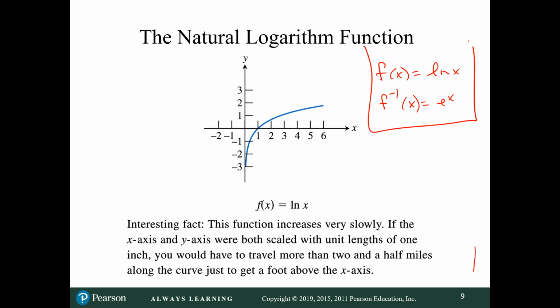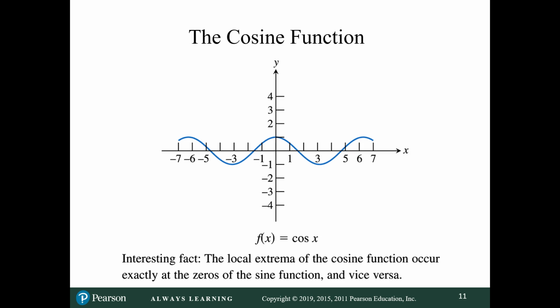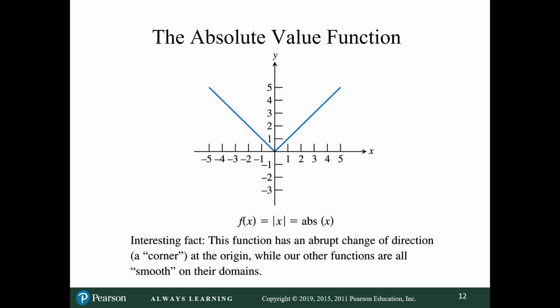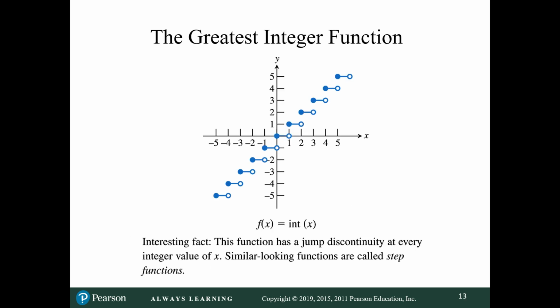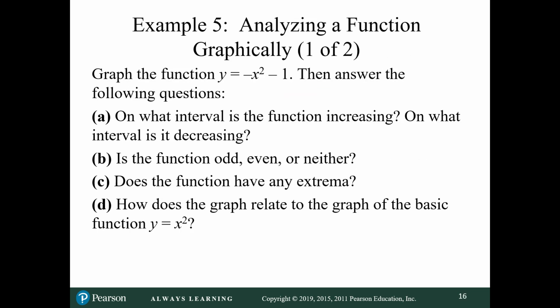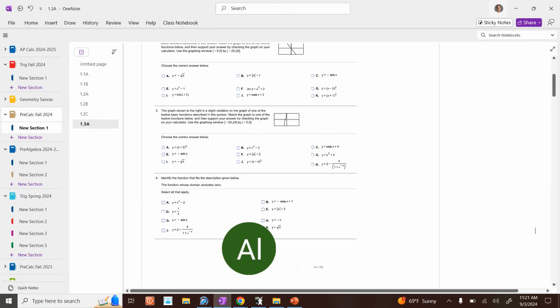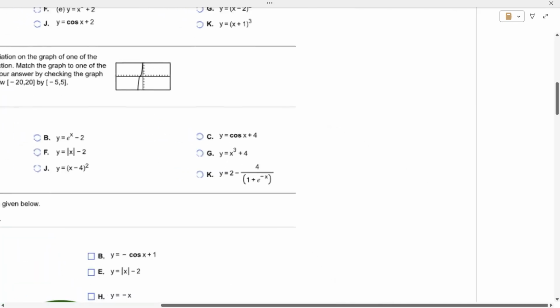Okay, they are inverse functions of each other, and we'll talk about inverses later in the school year. Sine looks like that. For those of you who didn't take trig, it'll be all right. We'll work our way through there. Cosine looks like that. Absolute value always forms a V. Greatest integer is a stair step and logistic function. All right, so discard. Let's look at what your homework will look like over that.